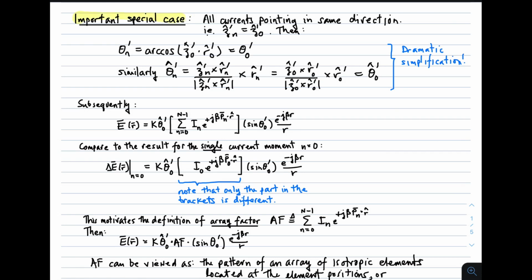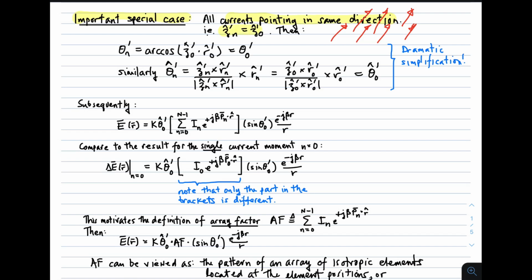Okay, now an important special case. All currents pointing in the same direction. In other words, I'm arbitrarily now requiring all the current moments to point in the same direction. It's not necessary, it's simply that it yields a dramatic simplification and it corresponds to a very broad class of problems. I'm saying that if the 0th current moment looks like this, then all the other current moments are pointing in the same direction. Now they might be in different locations. There's no statement here about what their positions are. We're just saying they're all pointing in the same direction.